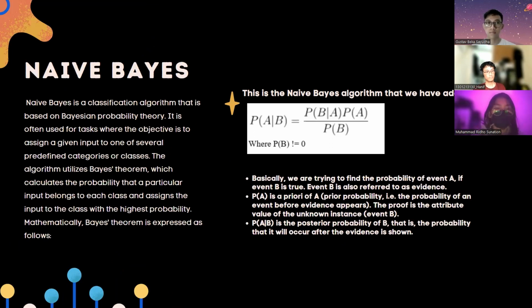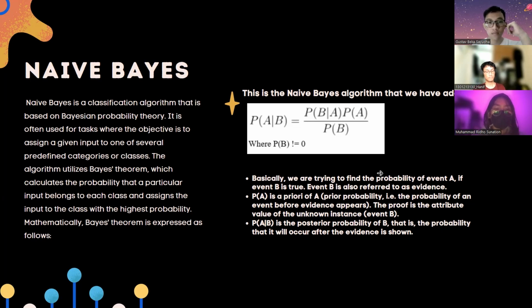Naive Bayes. Naive Bayes is a classification algorithm that is based on Bayes' probability theorem. It is often used for tasks where the objective is to assign a given input to one of several predefined categories or classes. The algorithm uses Bayes' theorem, which calculates the probability that a particular input belongs to each class, and assigns the input the class with the highest probability.